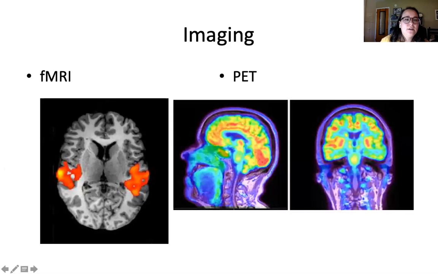So for example, here we can see that these areas are more active because they are giving out a higher signal. There's more blood activity, there's a higher oxygen signal, which means that the brain is consuming more oxygen in order to function.